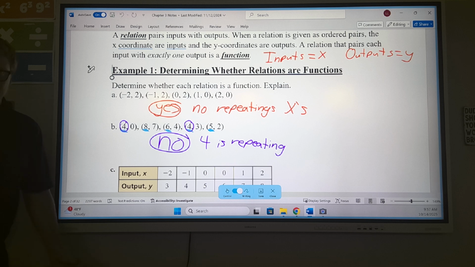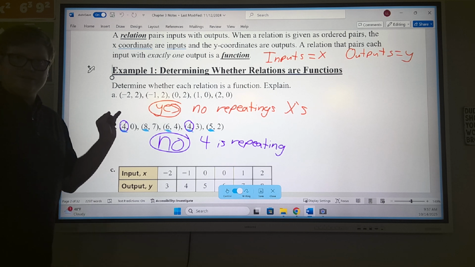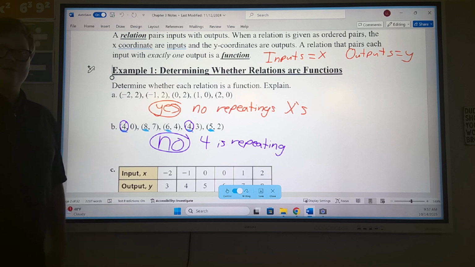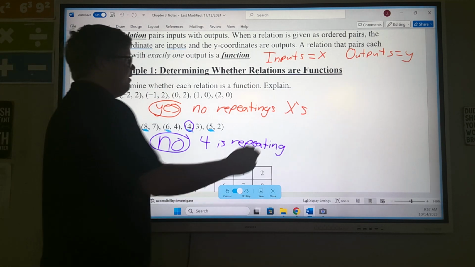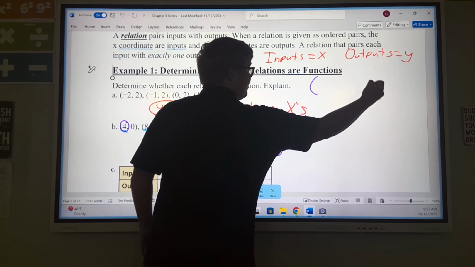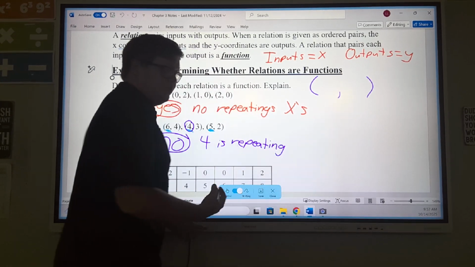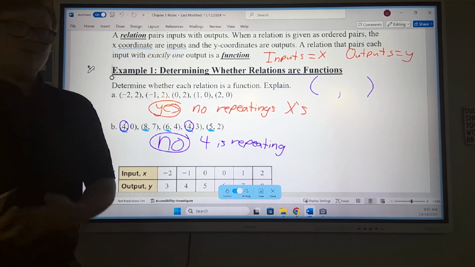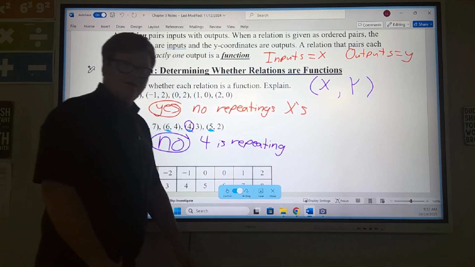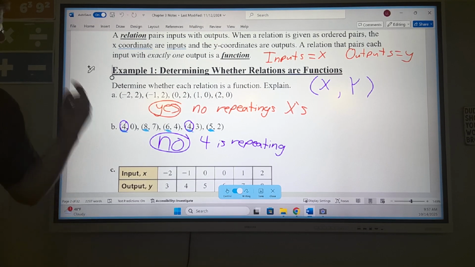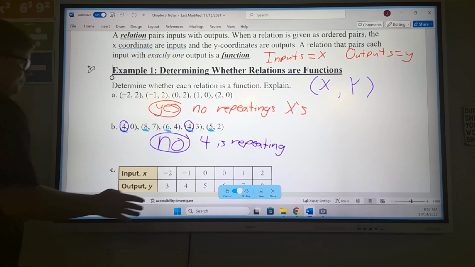So, pretty much all this is if there's a repeating x, it's not a function. If there is not a repeating x, it is a function. And just remember, when we look at an ordered pair, it's just like the alphabet. X comes before y, so x is our first number, y is our second number, right? Okay, we're going to move on.